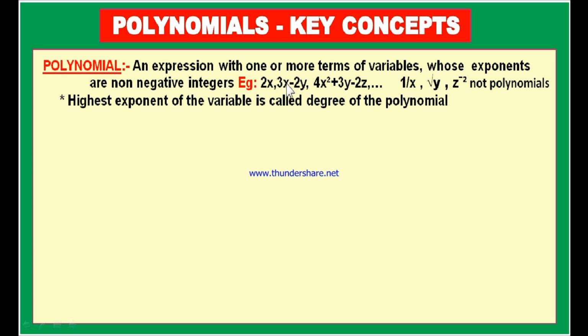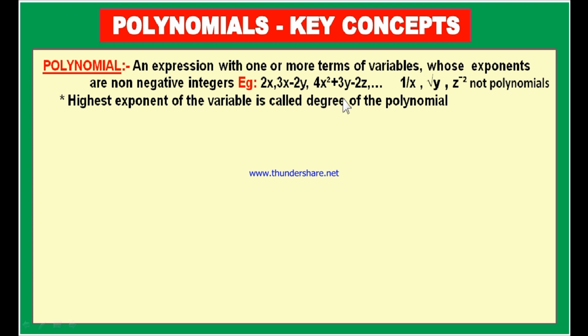But if you look at the second polynomial 3x minus 2y, you can find two terms. In the first term, the exponent of the variable is 1. And in the second term also, the exponent of the variable is 1. What is the highest value of the exponents 1 and 1? The highest value is 1 only. Therefore, the degree of the polynomial is 1 in this case.